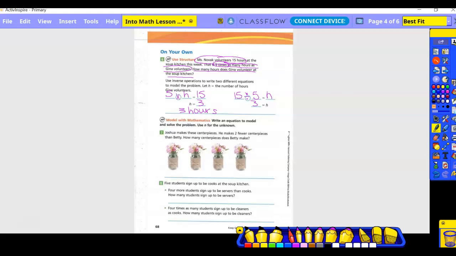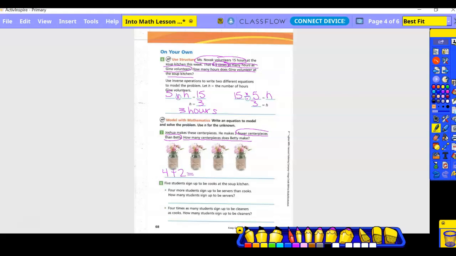Model with mathematics. Write an equation to model and solve the problem. Use N for the unknown. Joshua makes these centerpieces. He makes 2 fewer centerpieces than Betty. How many centerpieces does Betty make? So, 2 fewer centerpieces than Betty. How many centerpieces does Betty make? So we can see that there's how many centerpieces? 4. And then Betty makes what? 2 more.